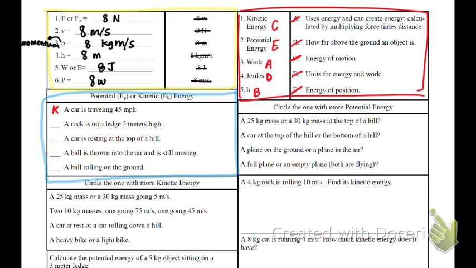So, traveling, kinetic. If a rock is on a ledge 5 meters high, potential, it's not moving, but it's above ground. A car is resting at the top of a hill. A ball is thrown into the air and is still moving. It's kinetic. And then a ball is rolling on the ground. Also kinetic.